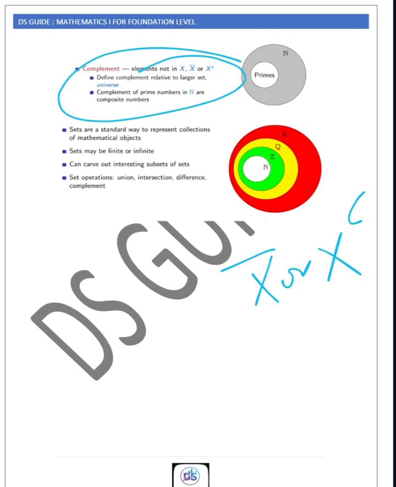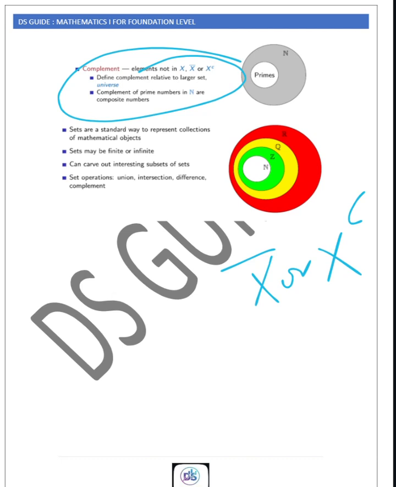So see, we have a universal set which contains all the sets of the universe. So if I am writing complement of set x, that means I have to write the elements present in the universal set which are not in set x.